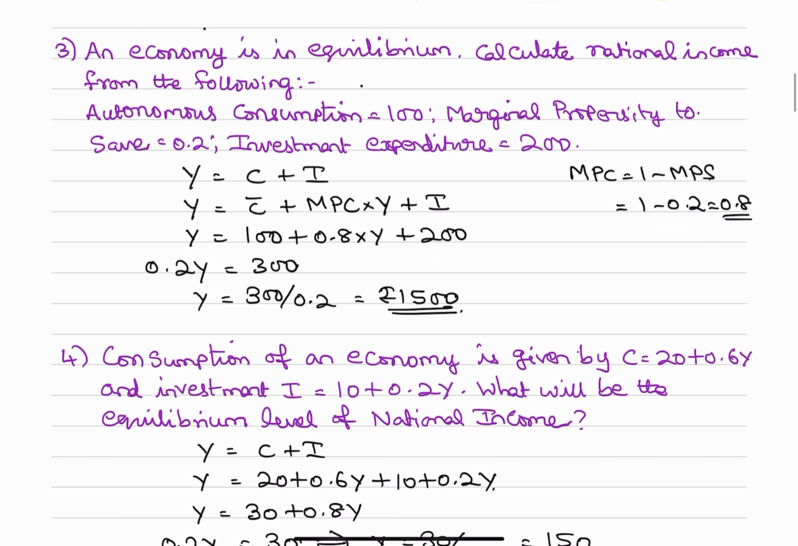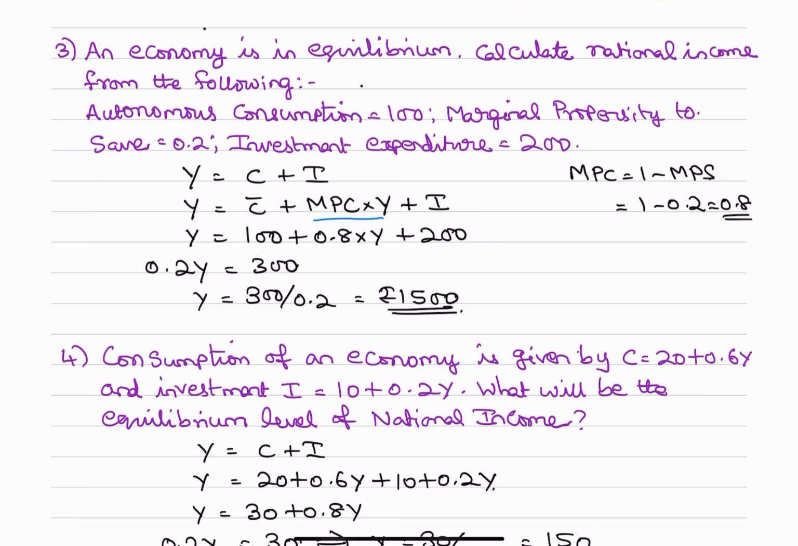Third one, an economy is in equilibrium. Calculate national income from the following. Autonomous consumption expenditure is equal to 100. Marginal propensity to save is equal to 0.2. Investment expenditure is equal to 200. In equilibrium, Y is equal to C plus I. C is autonomous consumption expenditure plus marginal propensity to consume into Y, that is autonomous consumption expenditure plus BY. B is taken as MPC into Y plus I.